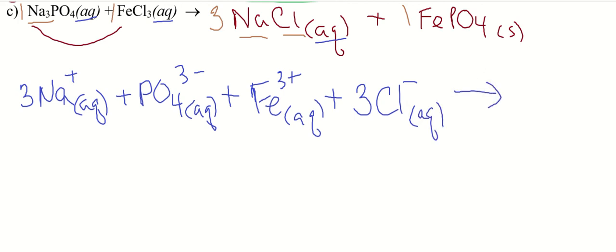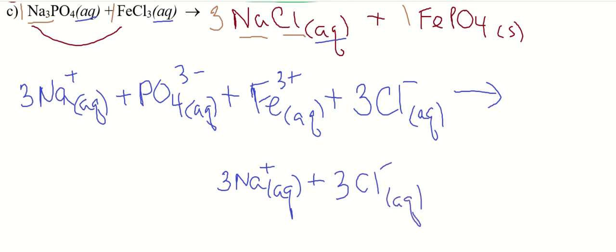Okay, now let's do the products. We have 3 moles of sodium ions in solution, and then we also have, distribute there, 3 moles of chloride ions in solution. And finally, our precipitate is just going to get written the way it is, without charges.